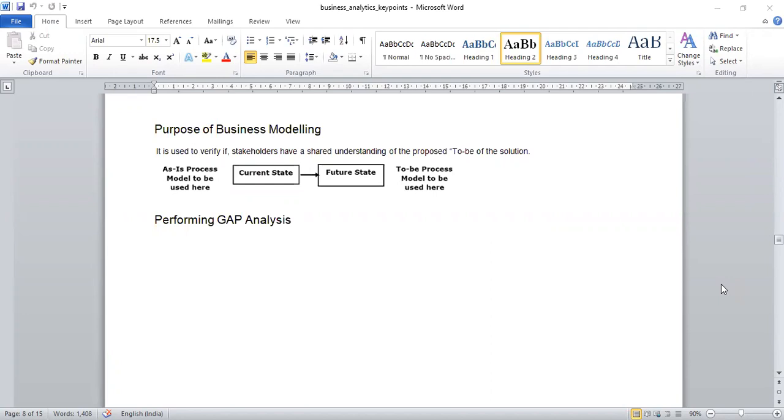This was the model which is used, and from the current state to the future state, we need to make a to-be process model. Here the main thing is the purpose of business modeling. For doing that we have to perform gap analysis. What is that?